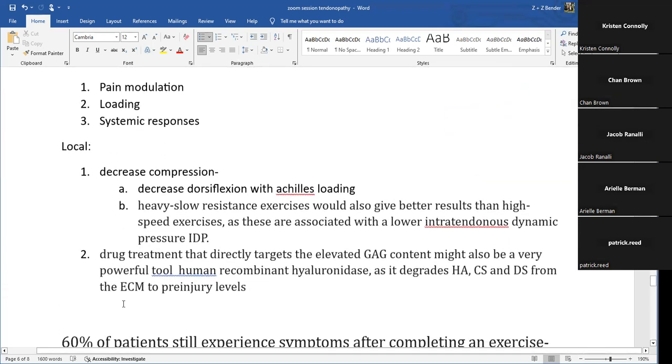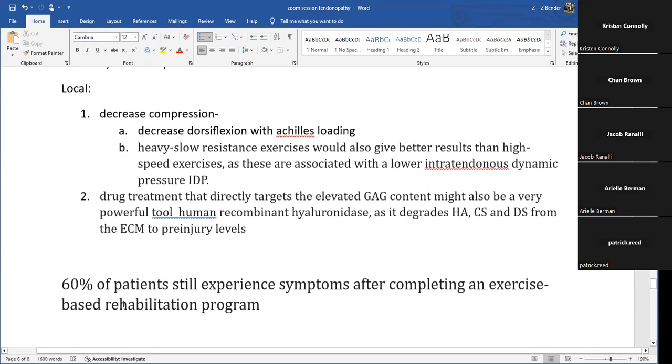Skip over some things here because we are out of time. Again, real quick here, you have my notes. I'm going to go over local effects: decrease compression when we can, decrease dorsiflexion, release loading. Patrick's patient.